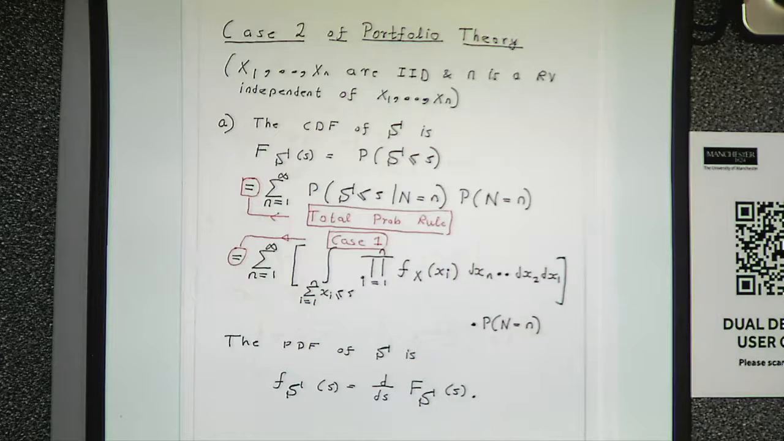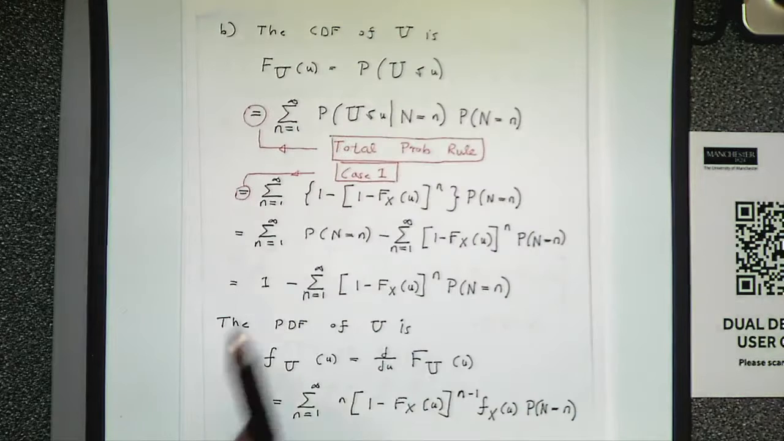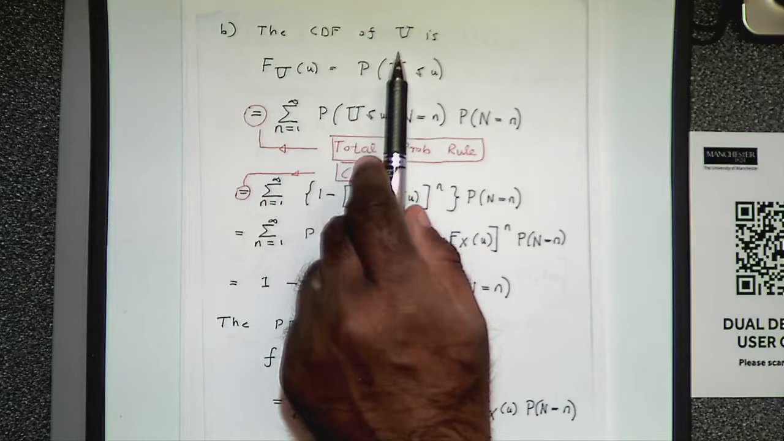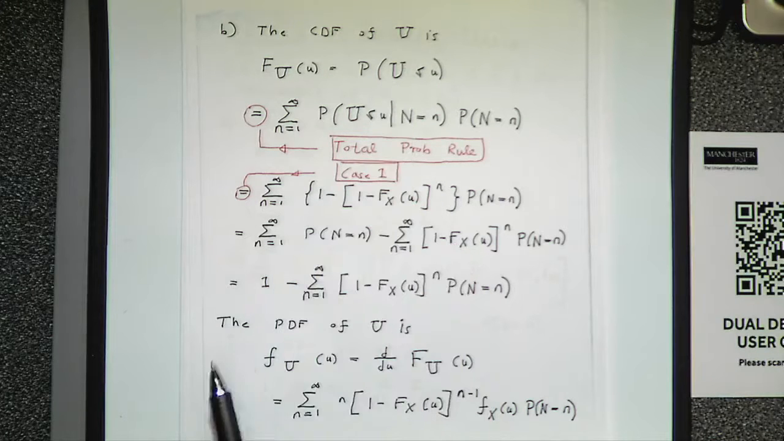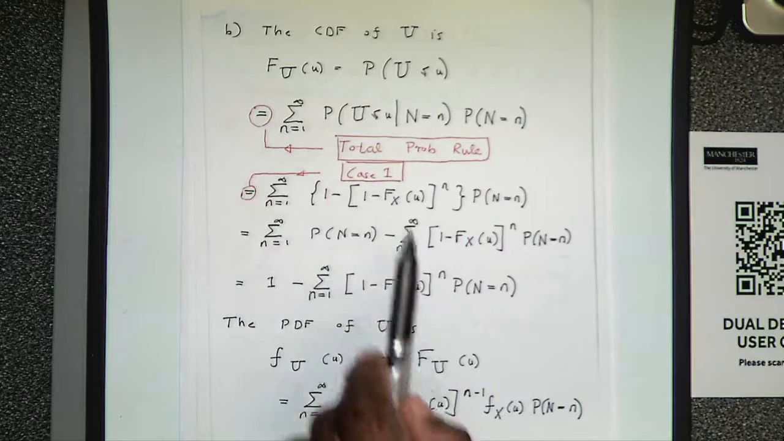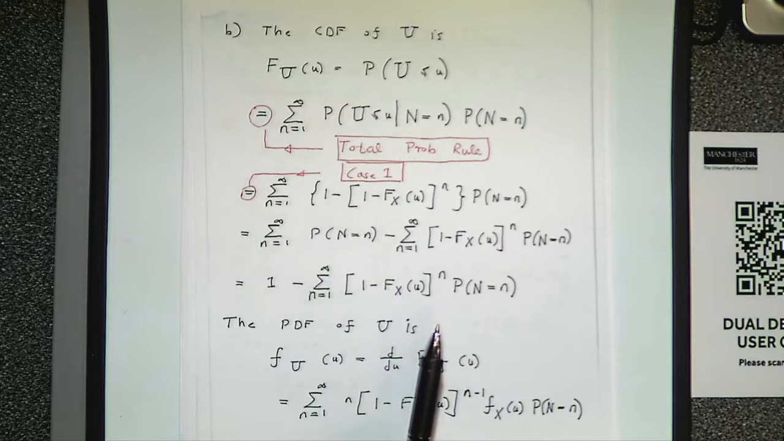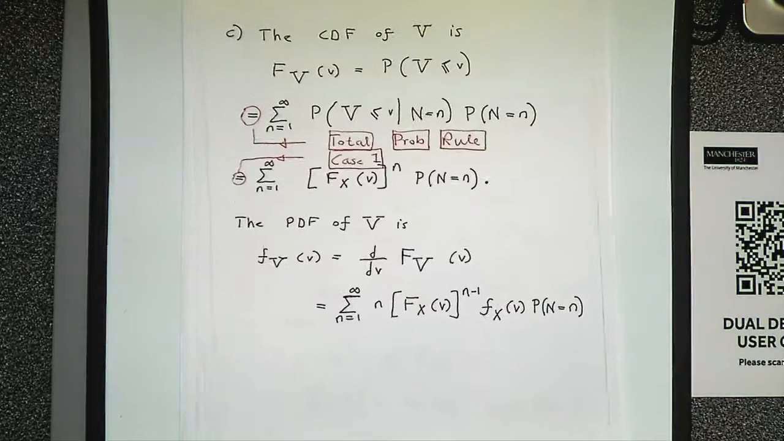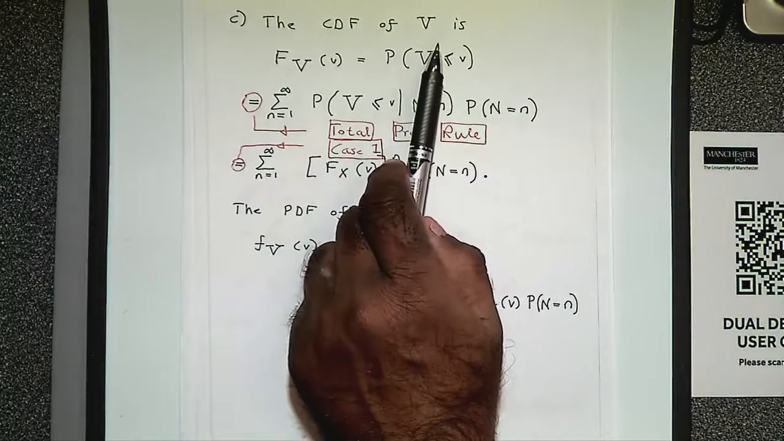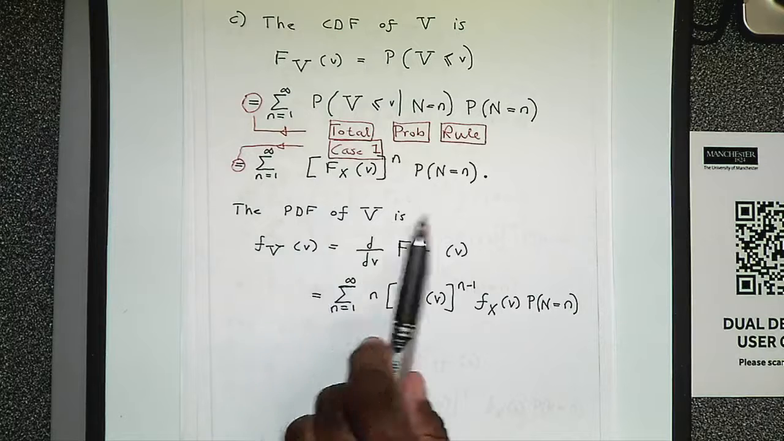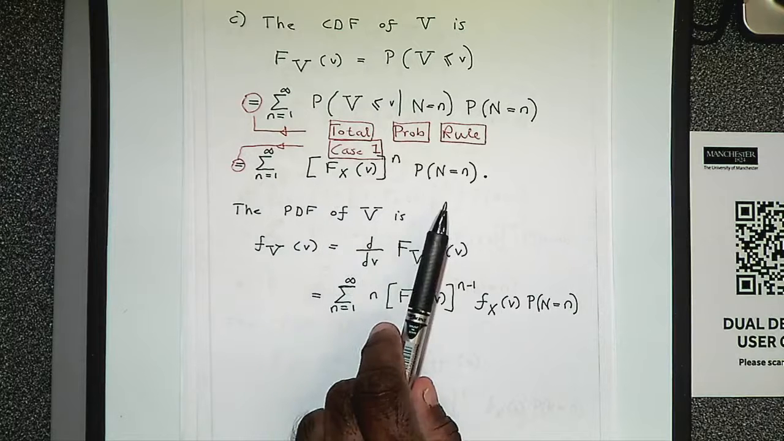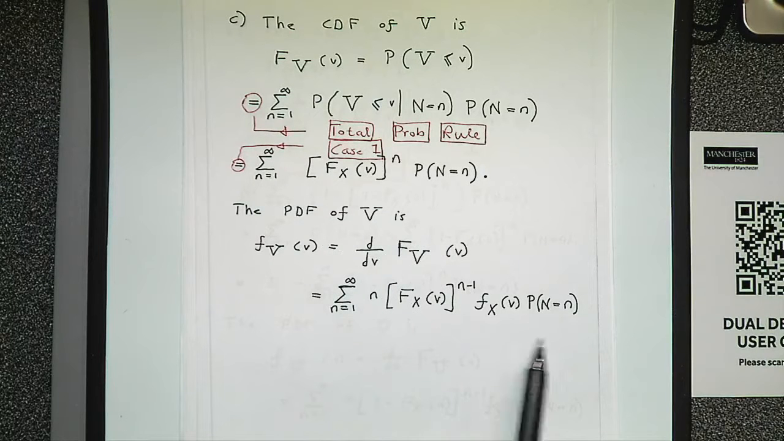And the CDF of U, remember U is the minimum portfolio loss, is given by this formula. Again, I've given you the derivation, but I don't expect you to know the proof, but if you can understand the proof, that's good. Right, and this is the PDF of U, right? And this is the CDF of V. V is the maximum portfolio loss, right? It's given by this formula, and this is the PDF of V, right?